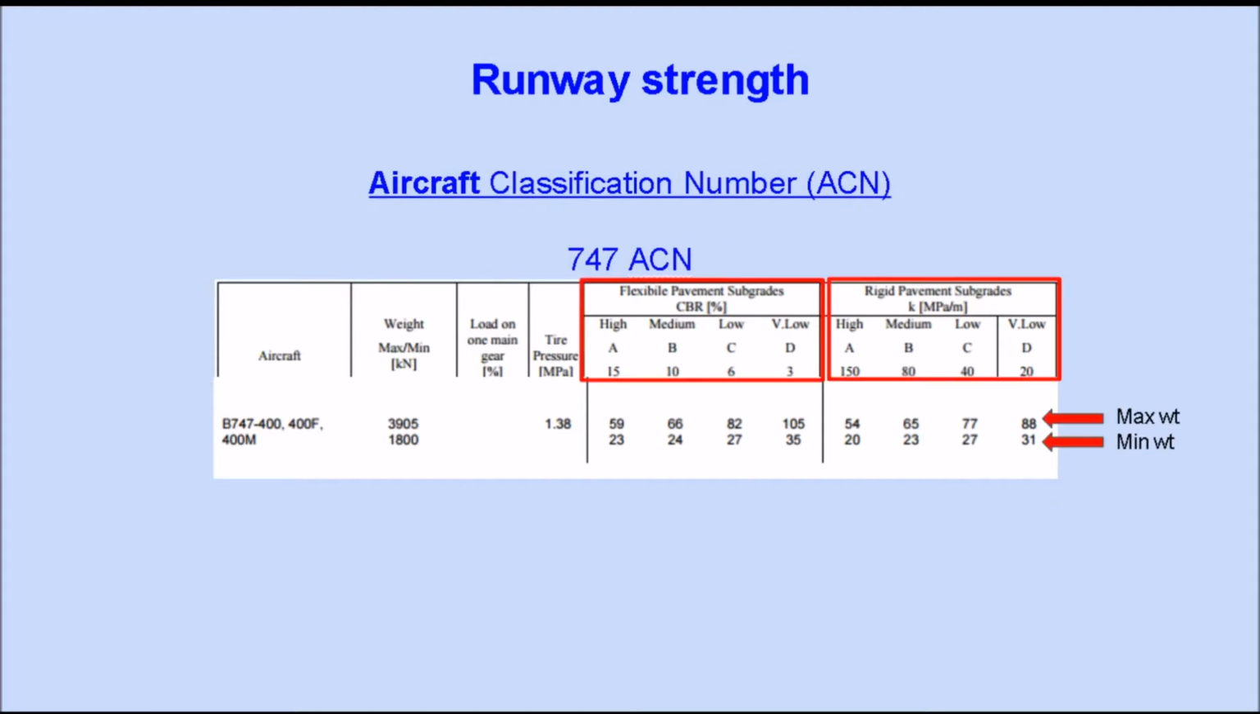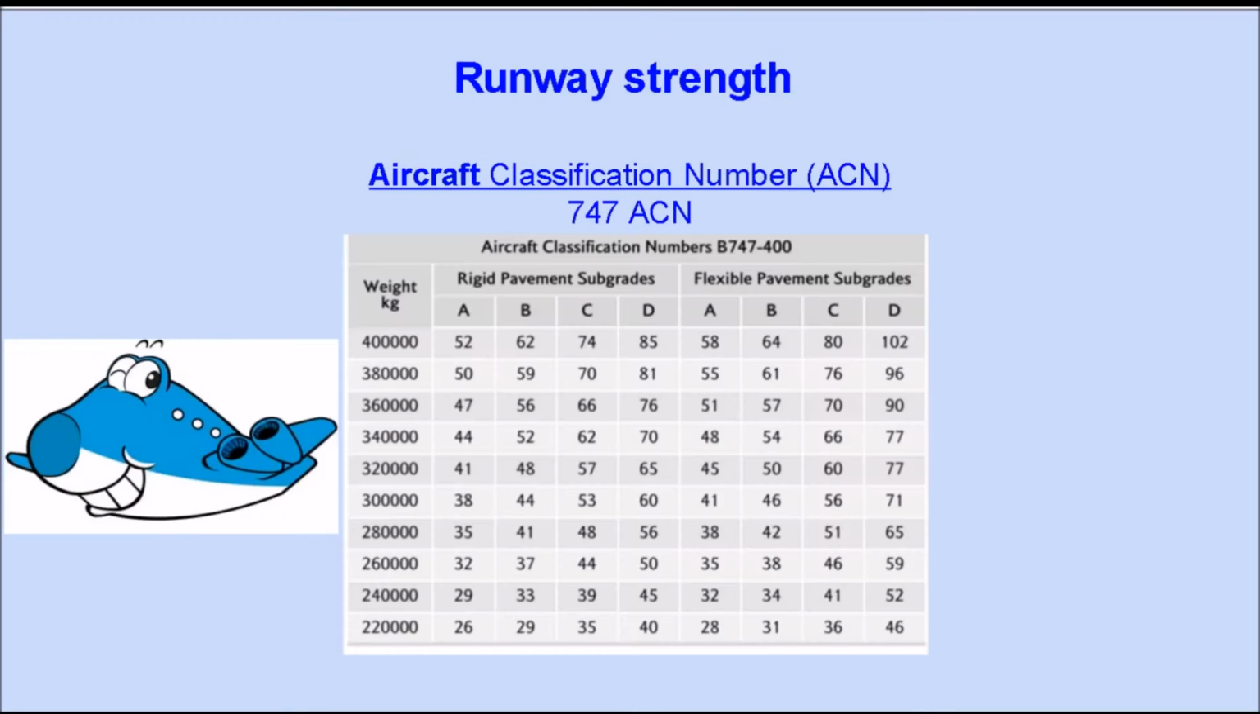If we look at the 747 in more detail, you'll see that the tables are divided into flexible and rigid pavement, and then the subgrades between A, B, C and D. And then below that, the actual PCN numbers for a maximum weight and a minimum weight, and you can extrapolate between them and form a table like this one, which comes out of an aircraft manual. So for a particular pavement subgrade, you can find for a particular weight a PCN number that would be acceptable.